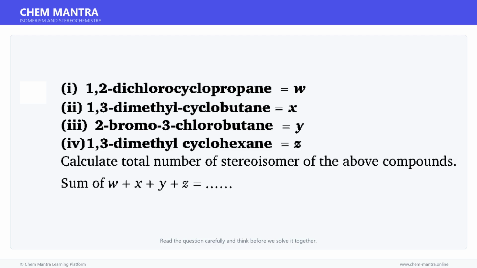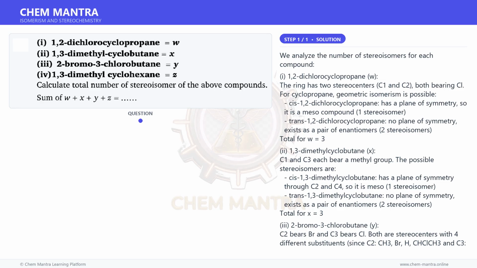Here is a question. Read it carefully and think about the answer. Let us solve it step by step. Let us begin solving this step by step. We analyze the number of stereoisomers for each compound.